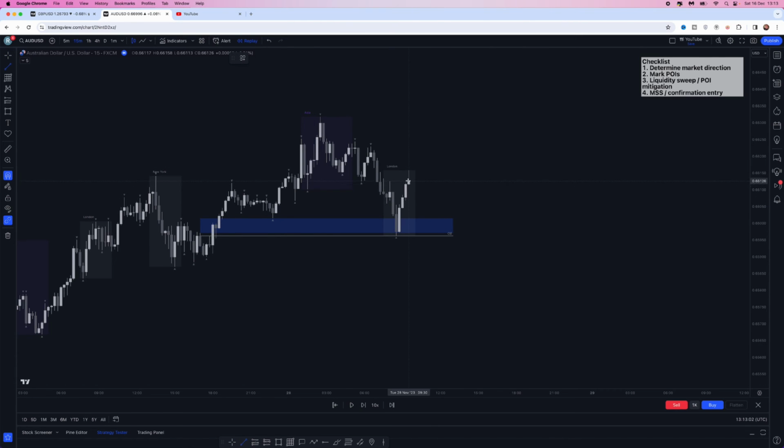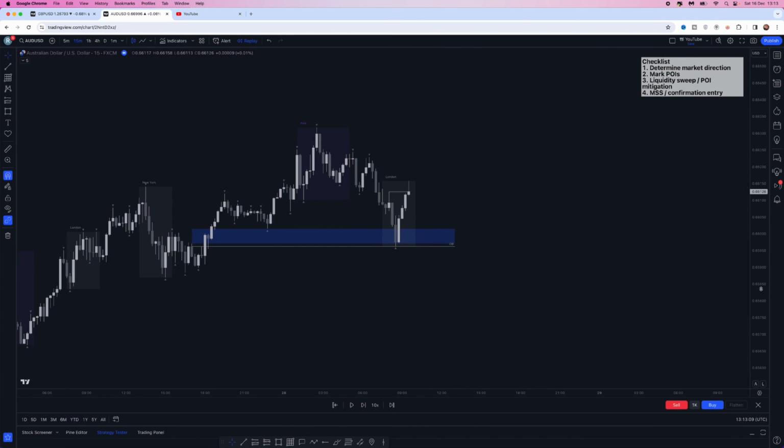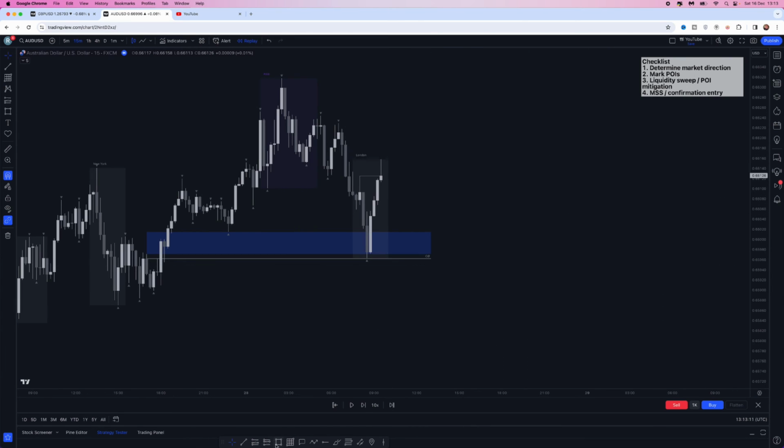As you can see now, we've got a breakout structure right here, so we've broken up this high, we've got our market structure shift, we've got fair value gaps down here that we can look to trade from. So for me personally, I would be happy to set an order around this area right here.